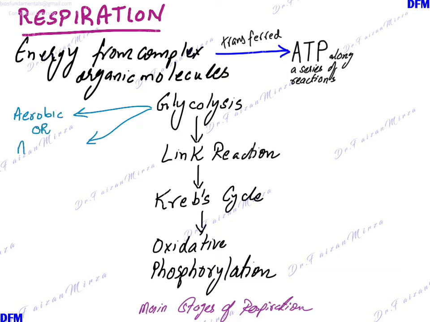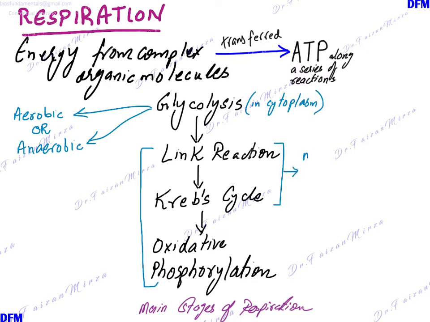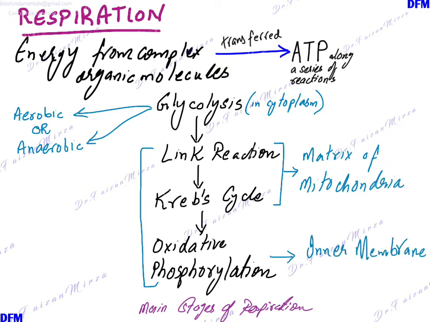Glycolysis can occur in aerobic as well as in anaerobic conditions, but for the link reaction, Krebs cycle and oxidative phosphorylation to occur, oxygen is mandatory. Glycolysis occurs in the cytoplasm, the link reaction and Krebs cycle occur in the matrix of mitochondria, and oxidative phosphorylation occurs in the inner membrane, which is the cristae of mitochondria. Glycolysis and the Krebs cycle end up producing ATP by the process of substrate level phosphorylation, which has already been covered in the previous video.